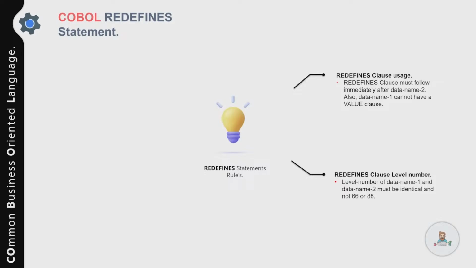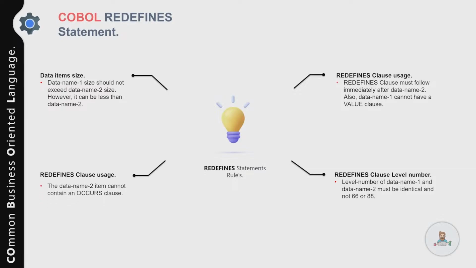The next one is regarding the level number. The level number of data item 1 and data item 2 must be identical, and you should never use level 66 or level 88. The next one is regarding the data item size. Data-name-1 size should not exceed data-name-2 size. However, it can be less than data-name-2. And the last one is, if you're using the REDEFINES clause in an array or table, then the data-name-2 item cannot have an OCCURS clause.